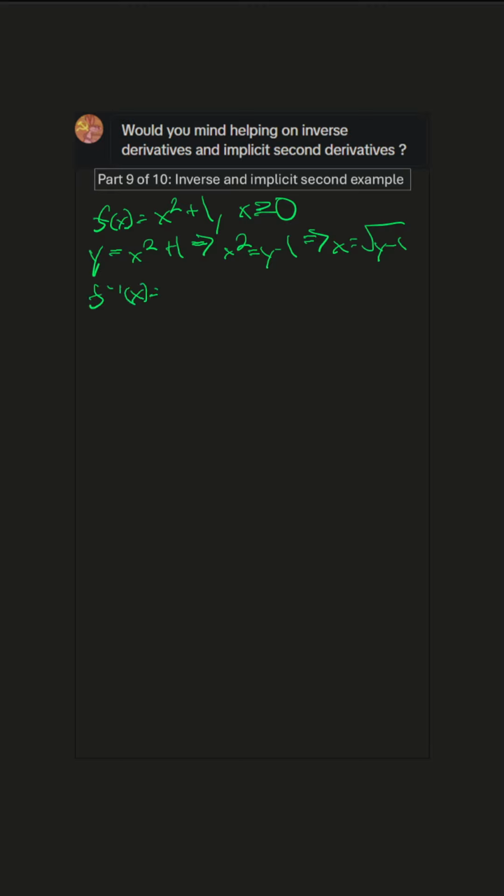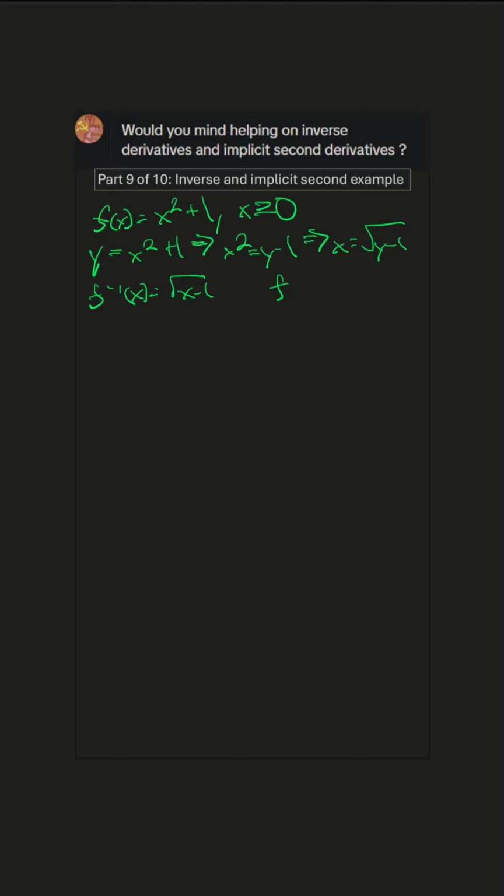Let's find the inverse derivative of a function followed by the second implicit derivative of an equation. So we'll start with the function f of x equals x squared plus 1, where x is greater than or equal to 0. Let's find the inverse. So we'll set y equals x squared plus 1 and solve for x. So x squared equals y minus 1, which implies that x equals the square root of y minus 1. So that tells us that f inverse of x equals the square root of x minus 1.